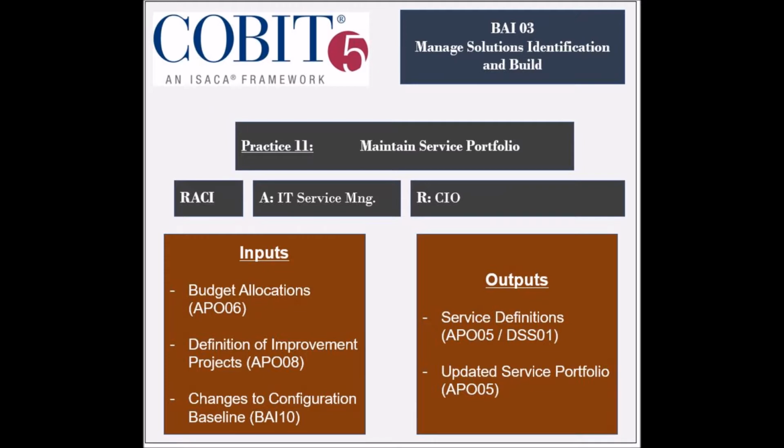The entity that is responsible is the Chief Information Officer, while the entity that is held accountable is the IT Service Manager. The practice receives several inputs that include the budget allocations from the AP06 process, the definition of potential improvement projects from the AP08 process, and the approved changes to configuration baseline from the BAI10 process. It generates two outputs, which are the service definitions to be used by the AP05 and DSS1 processes, and the updated service portfolio to be used by the AP05 process.